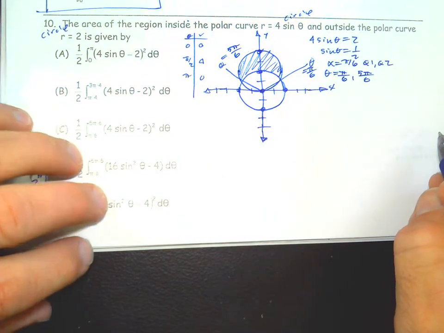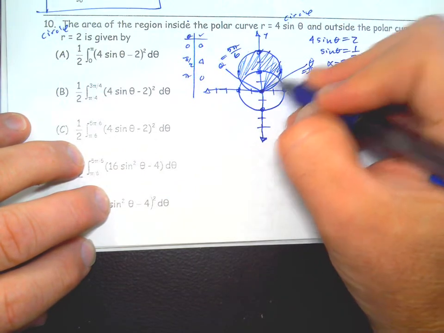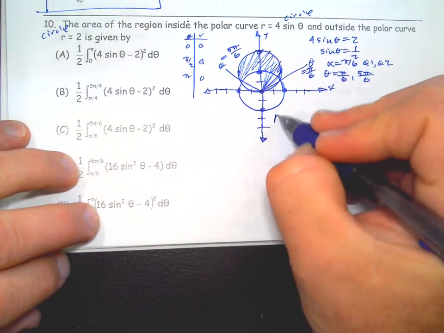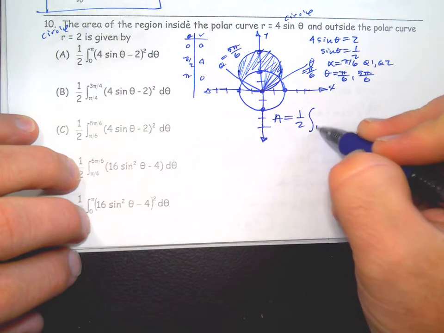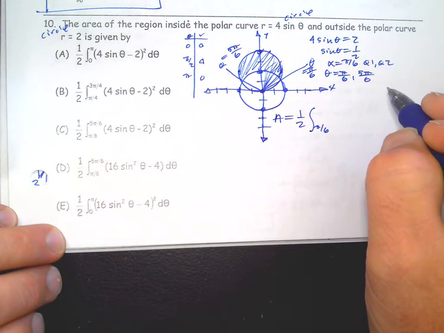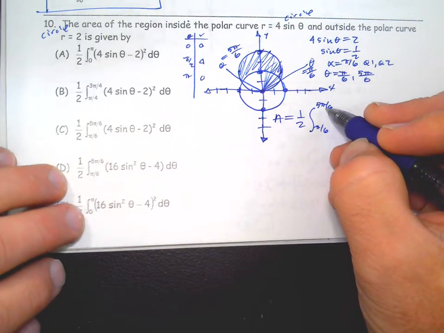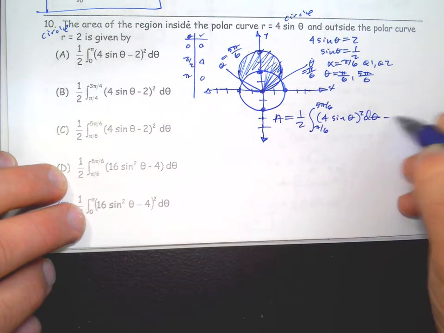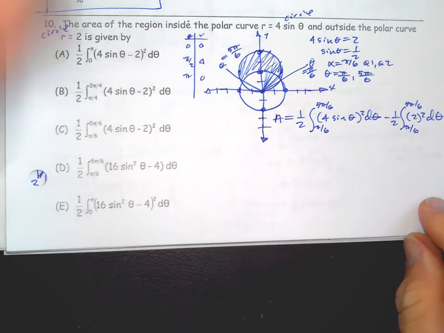Okay, now our strategy is probably to find the area inside that circle and then subtract the area inside that circle. And then we could double it, maybe. I mean, so we could do 1/2, and we could do pi over 6 all the way to 5 pi over 6. We don't have to do symmetry. And then the top curve is the 4 sine theta. And then the other one, we do the same thing, but we subtract it.